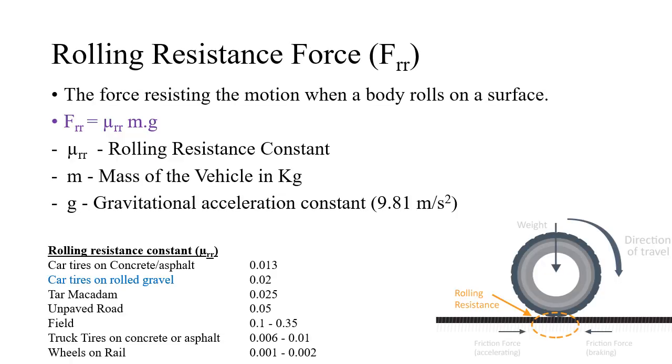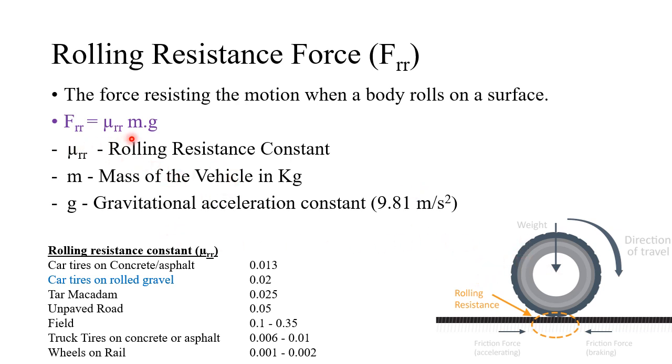Rolling resistance force is defined as the force resisting the motion when a body rolls on a surface. There are different types of surface, so the rolling resistance force varies based on the type of surface. When a wheel rolls on concrete, rolled gravel or an unpaved road, the resistance will differ, so that factor should be considered.